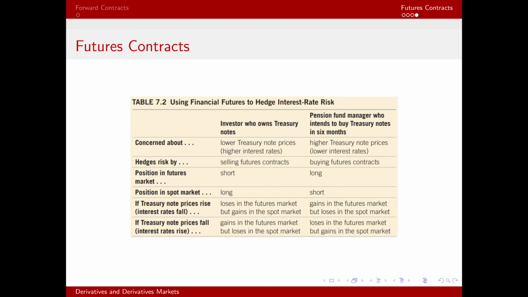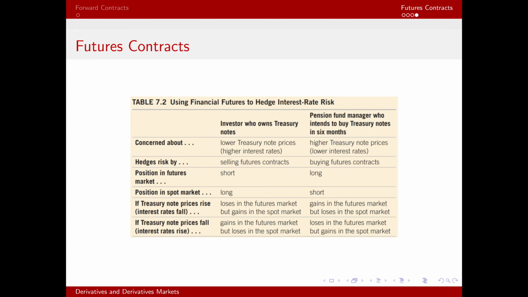So if the treasury note prices rise, the investor loses in the futures market but gains on the spot market. So either way, they're okay. But on the opposite side, if the treasury note prices fall, they will be able to make a profit in the futures market to cut down some of those losses in the spot market. And for the pension fund manager, it's the exact opposite.